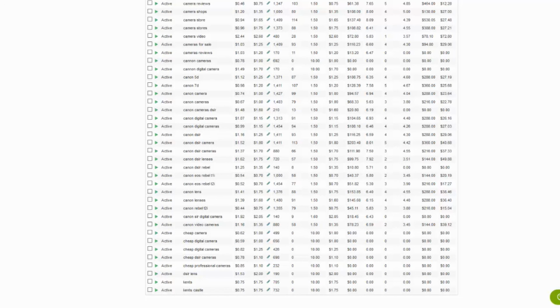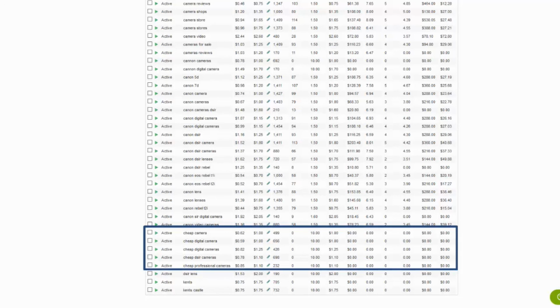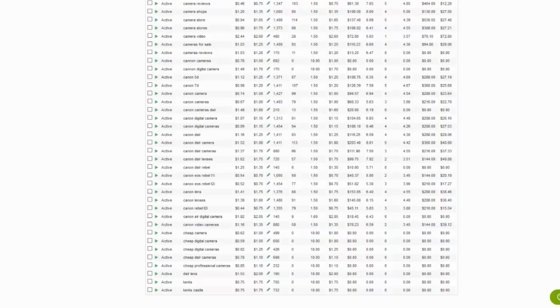Next, we look at all of the individual keywords and see if there are some obvious keywords that are performing poorly. Get rid of those. Pause those keywords or take them out of the ad group and create a new ad group with these other keywords that are better themed together. Maybe all of these keywords at the bottom, cheap camera, cheap digital camera, those could create another ad group that maybe you could target more effectively with a different ad and a different landing page.